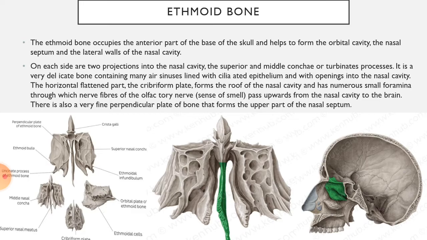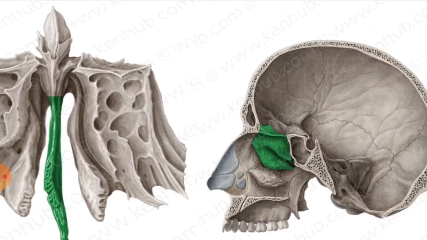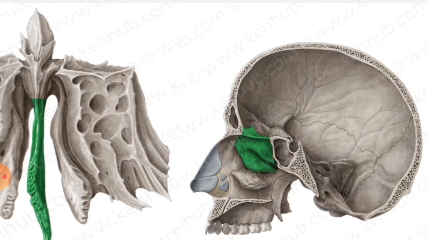This is the ethmoid bone, and it has various parts. This image is showing the sagittal section of your skull, and these two are called the conchae, the superior and middle conchae. This one is the inferior nasal concha, but the inferior nasal concha is not part of the ethmoid bone. The two conchae, that is the superior and middle nasal conchae, are part of the ethmoid bone, and these conchae basically form the lateral walls of the nasal cavity.